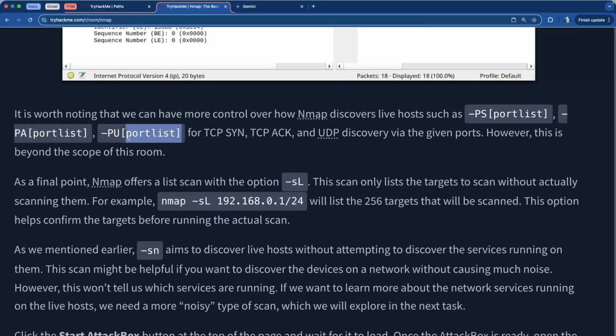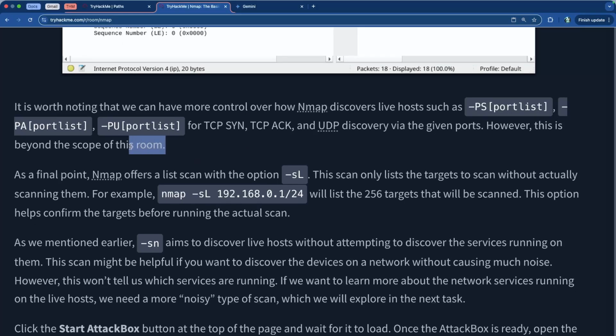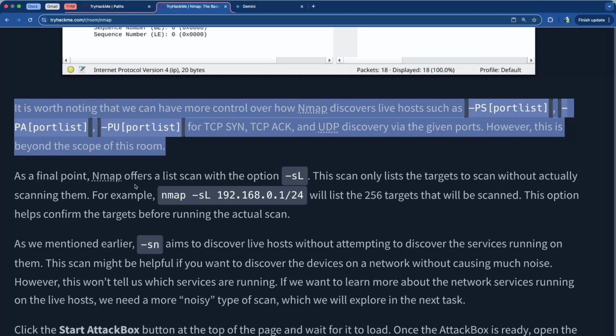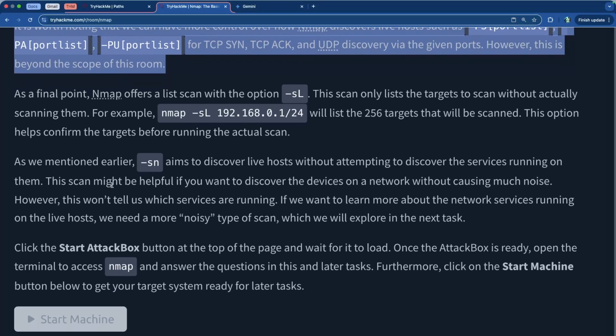You could either separate them individually by commas, or you could do a range of ports where you say do 1 dash 1000, and it will scan everything from port 1 to 1000, basically. It is beyond the scope of this room, but that's essentially the gist of it. If you want to learn more about that, you can go and watch the other Nmap videos on the channel.